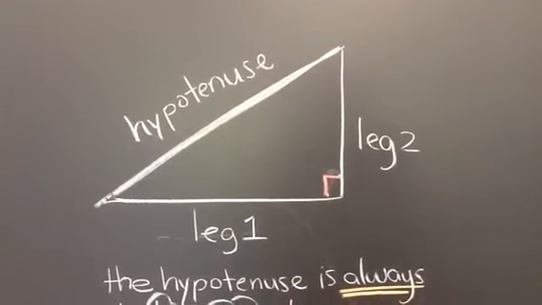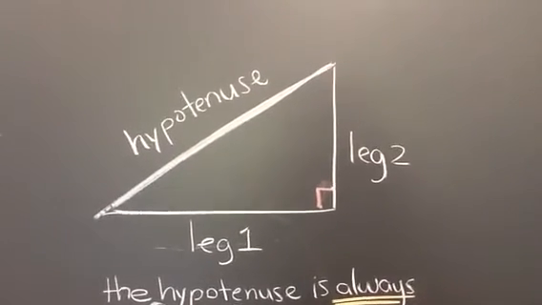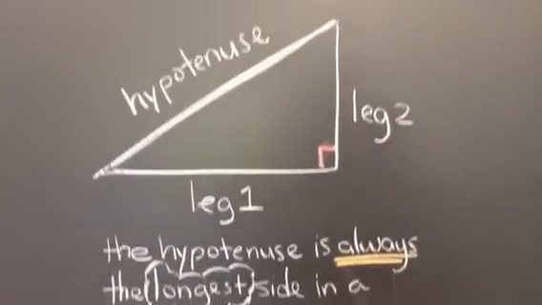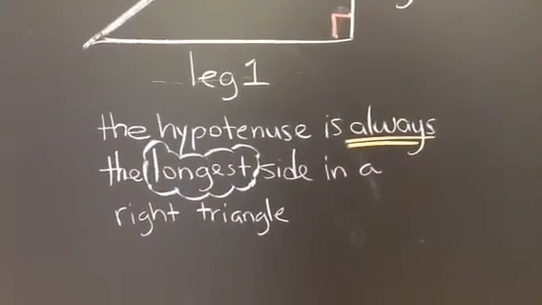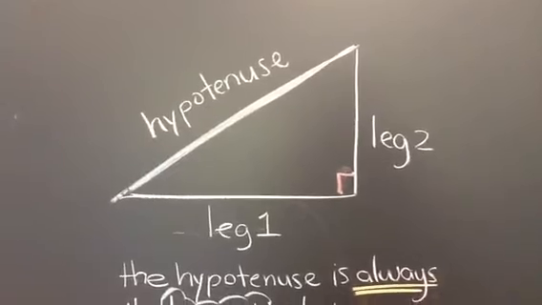Now, a right triangle has 2 legs and only 1 hypotenuse. And the hypotenuse, as you can see from the picture, is always going to be the longest side in a right triangle. That's just always true.